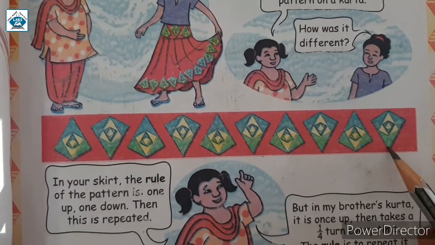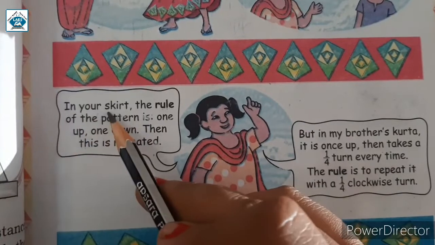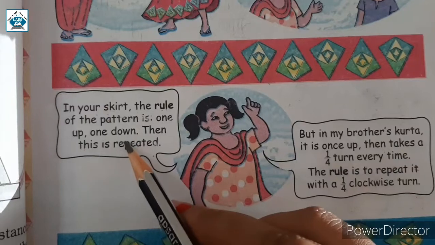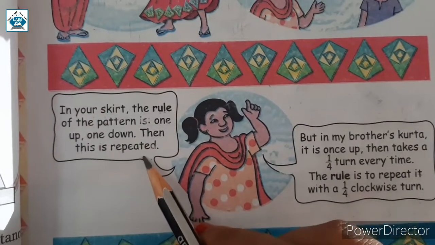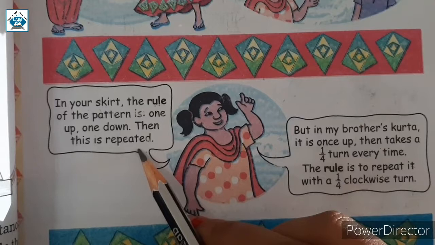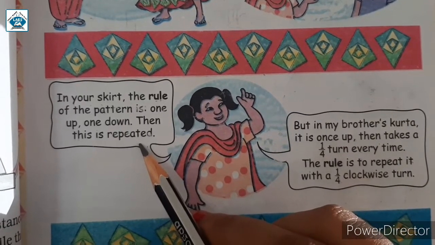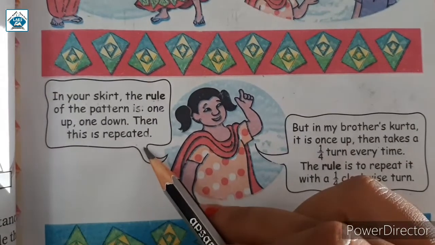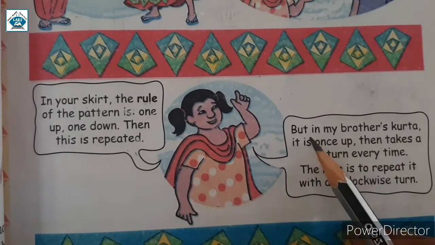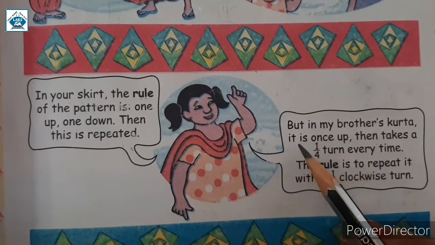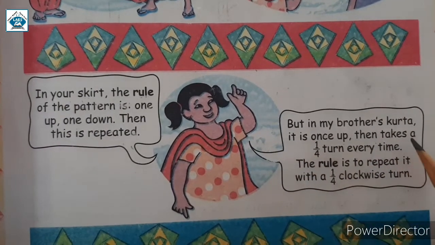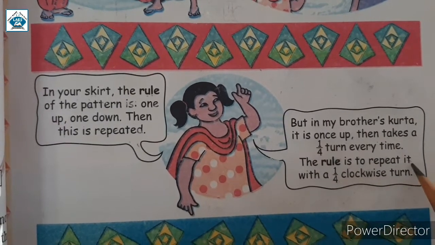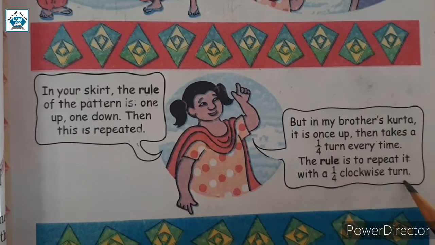Now her friend is replying, "In your skirt the rule of the pattern is one up, one down, then this is repeated." Yes, we can see here that the pattern is first up and down, then it is repeated continuously. "But in my brother's kurta it is once up, then it takes a 1/4 turn every time. The rule is to repeat it with a 1/4 clockwise turn."